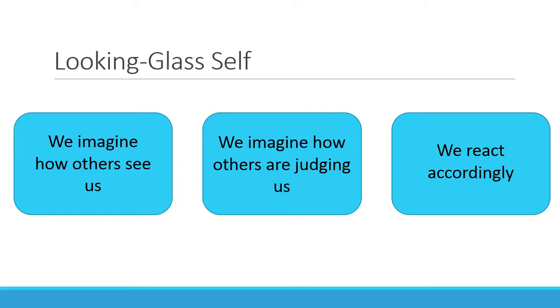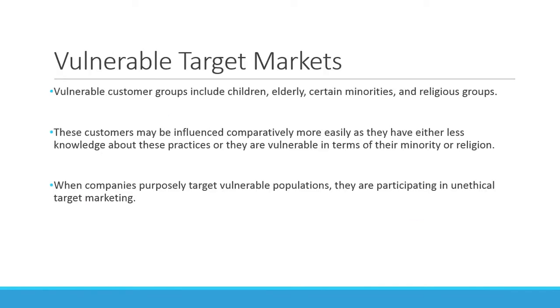The next concept is the looking glass self. The main point of this concept is that people shape their self-concepts based on their understanding of how others perceive them. This is a three-step process that first starts with how we imagine how others see us. And then we imagine how others are judging us. And then in the final step, we react accordingly. We change our behavior based on how we feel we're being perceived by others in society.